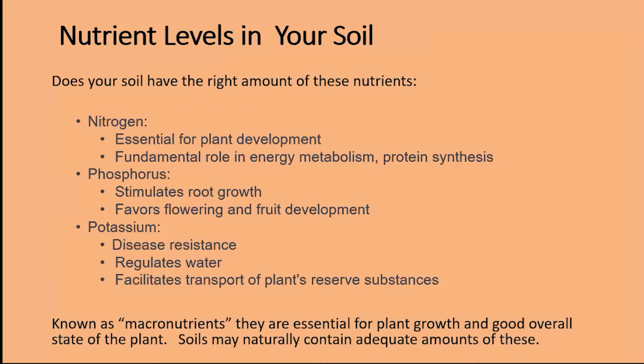We know that there are nutrient levels that we need in the soil, and we do need to have the right amount. The macronutrients, or the major ones, are nitrogen, phosphorus, and potassium. The nitrogen is essential for plant development. It plays a fundamental role in the ability of the plant to metabolize and synthesize protein. Phosphorus stimulates root growth, and it is also a prime influencer in your plant being able to flower and then produce fruit, in the way of tomatoes or squash you might be thinking of.